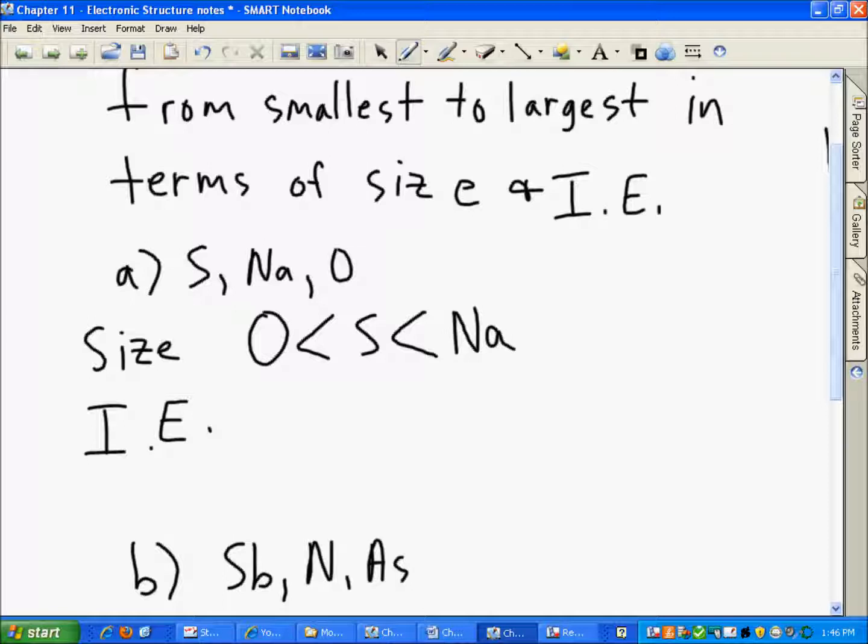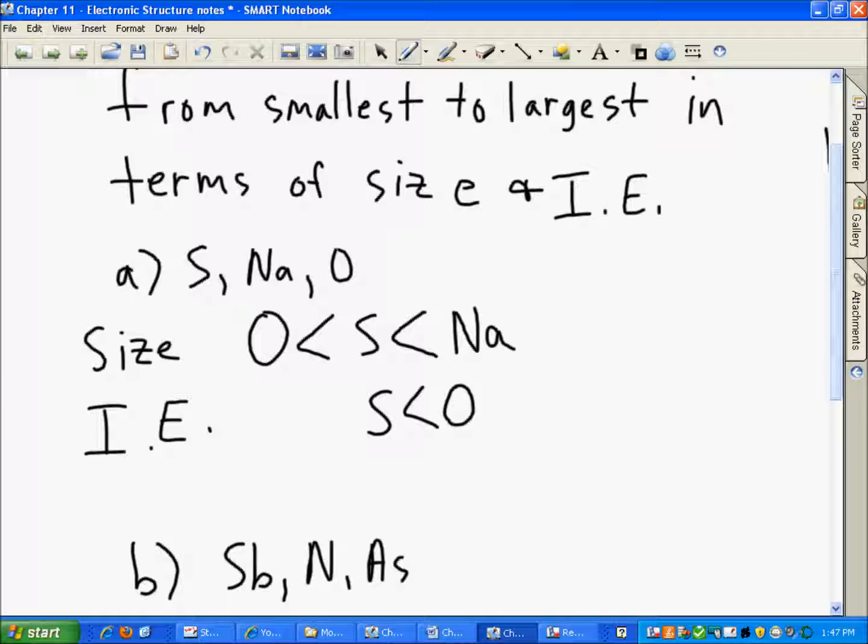So S and O. Of S and O, which one has the higher ionization energy? O. Yep. So in terms of O, S has a smaller ionization energy than O.